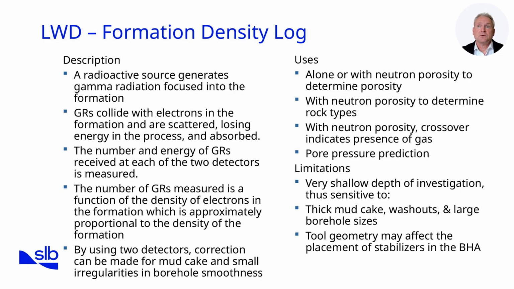A radioactive source at the tool emits gamma rays into the surrounding rock. These gamma rays interact with electrons in the formation. As they collide, they lose energy, scatter, and are eventually absorbed. Two detectors, one short-spaced and one long-spaced, are positioned above the source. They record both the number and the energy of the scattered gamma rays. The count rate received at the detectors is directly proportional to the electron density of the formation, which in turn is proportional to the bulk density of the rock.